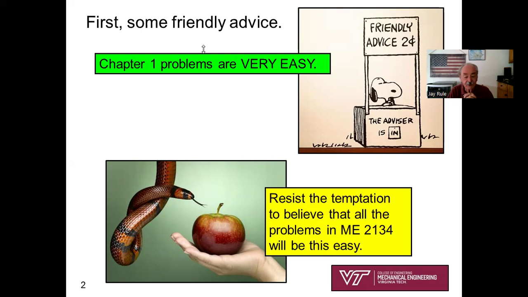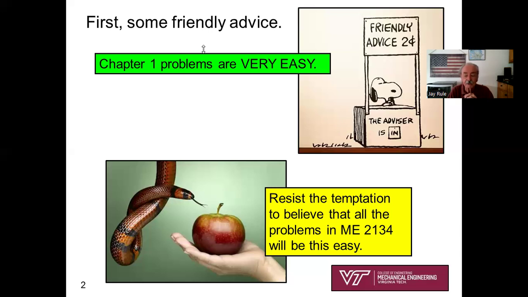The advice I'd like to give you is that I'd like you to resist the temptation to believe that all the problems in ME 2134 thermodynamics are going to be this easy. I can assure you they are not going to be this easy. They get a little harder in chapter 2, but in chapter 3, I would say these homework problems get more difficult. They get harder and harder as we go along. Chapter 4, I'd make the same remark, even harder than chapter 3, et cetera, et cetera.